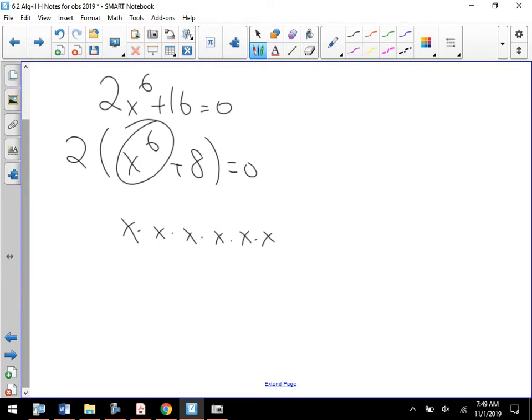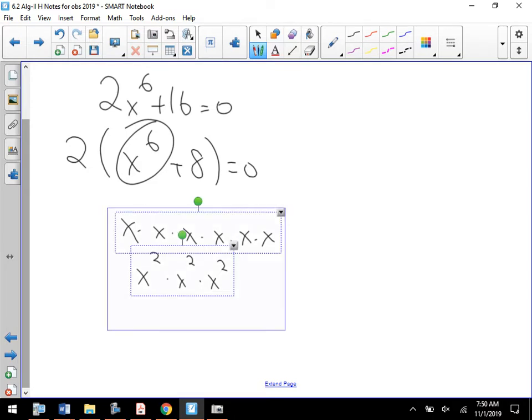Isn't it also x squared times x squared times x squared, right? And isn't there 3 of those? X squared cubed. Oh, that makes sense. Right.